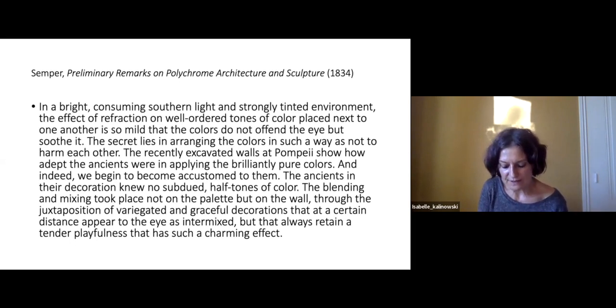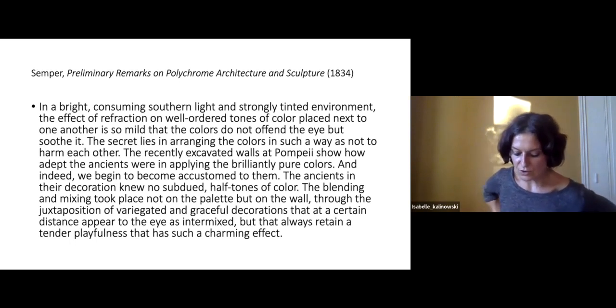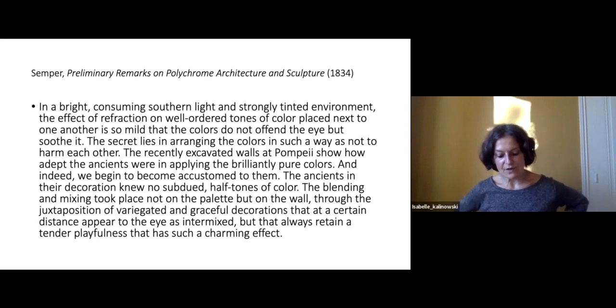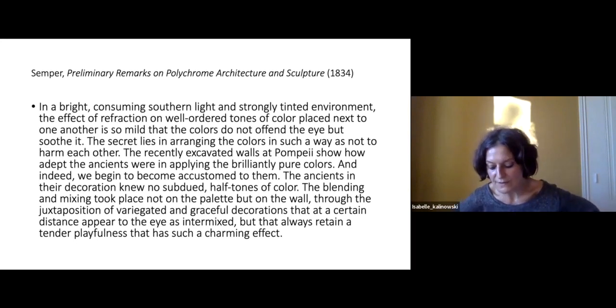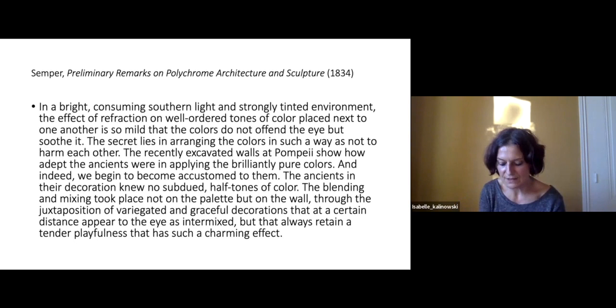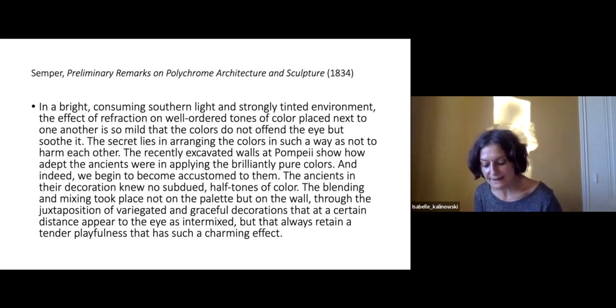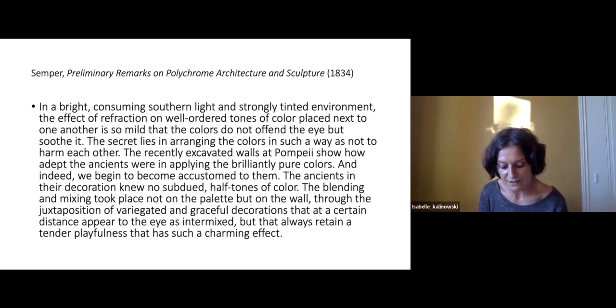De la loi du contraste simultané des couleurs et de l'assortiment des objets colorés by Michel Eugène Chevreul. The Principles of Harmony and Contrast of Colors and Their Applications to the Art, whose German translation, published in 1847, is explicitly quoted by Semper. Chevreul, a chemist, was then director of the dye houses at the Gobelin factory.